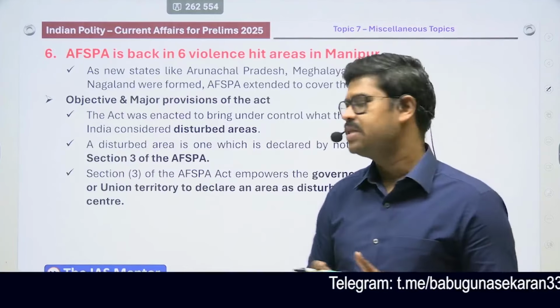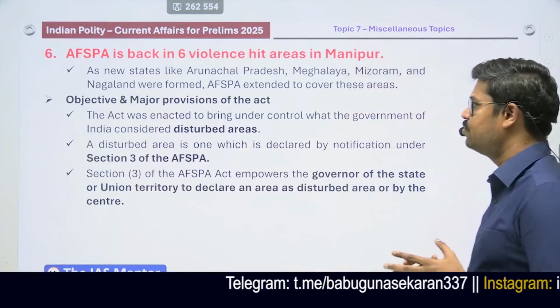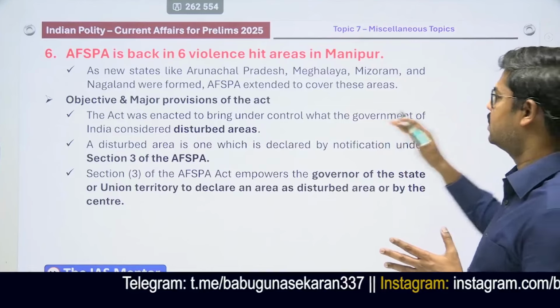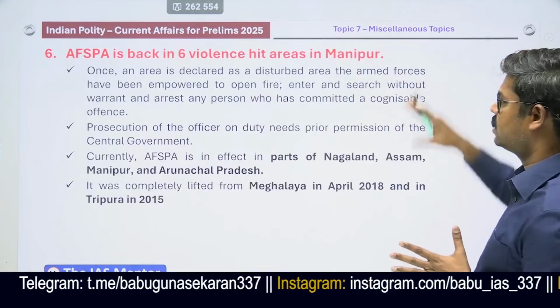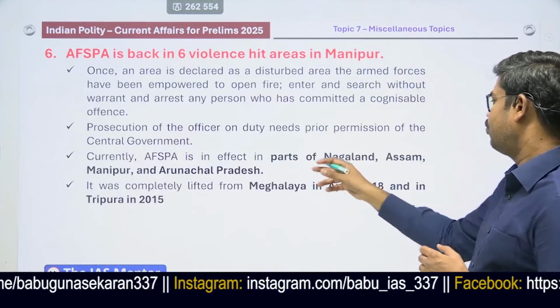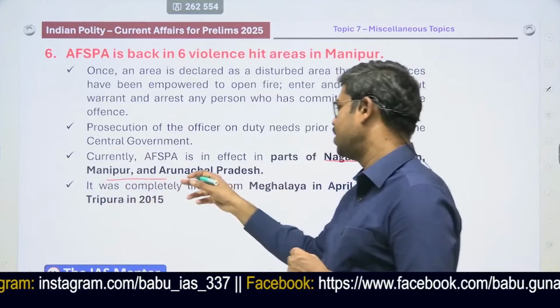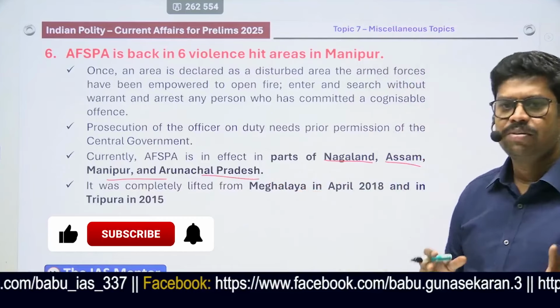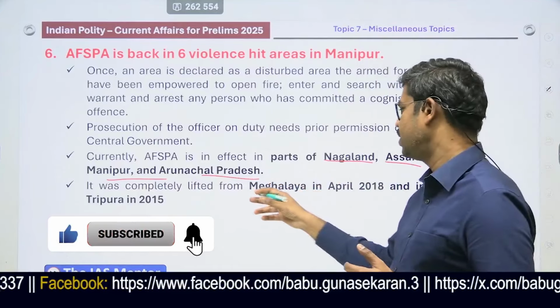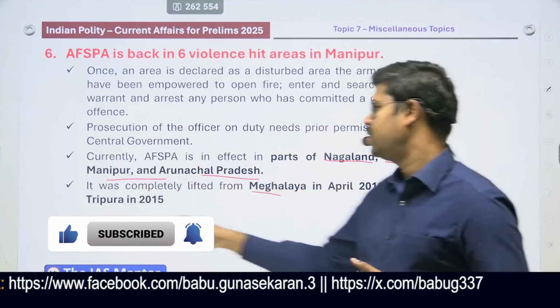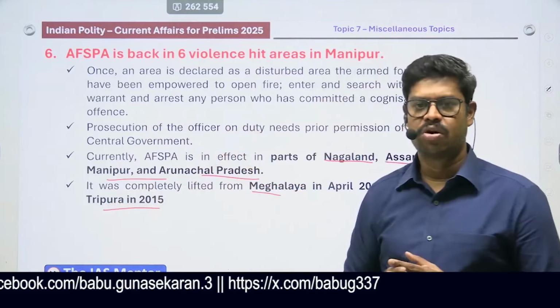So today, the Armed Forces Special Powers Act is invoked in some of the northeastern states. So what are the states where it is invoked today? It is invoked in some parts of Nagaland, Assam, Manipur and Arunachal Pradesh. But it has been done away with in some of the states also. It has been done away with in Meghalaya and also in Tripura. But still it continues to be in the northeastern states.